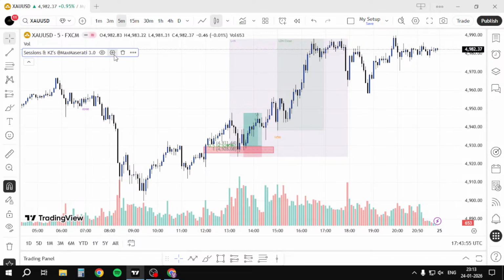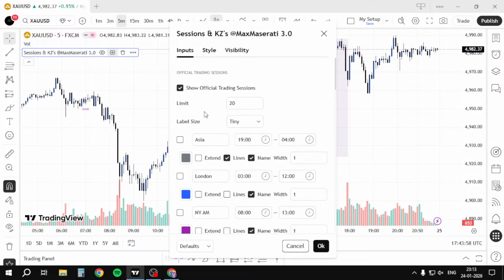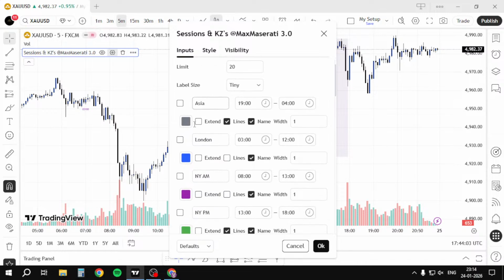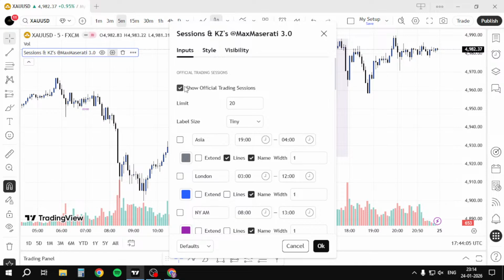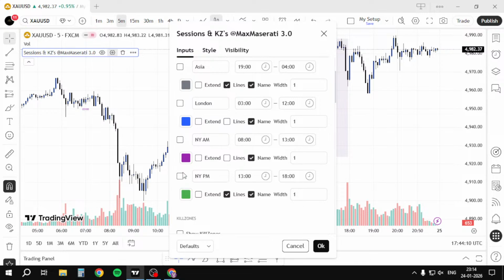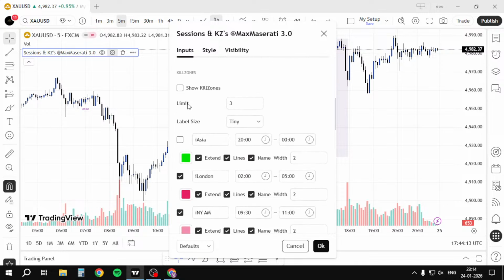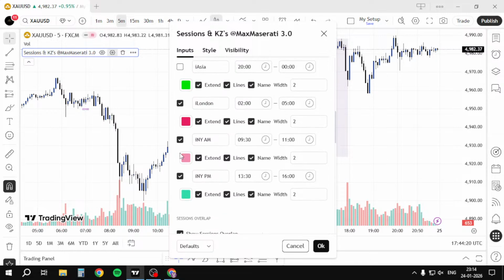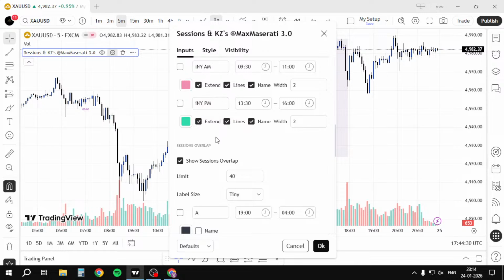There are huge settings, too many options, everything will be there. Just take this one, official trading sessions, then uncheck all the ticks. This will be ticked. Uncheck this tick and uncheck this also. I had ticked all of this, but there is no reason, so I unchecked these ticks.